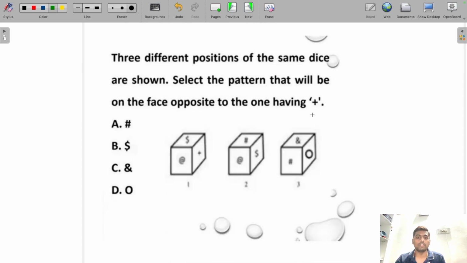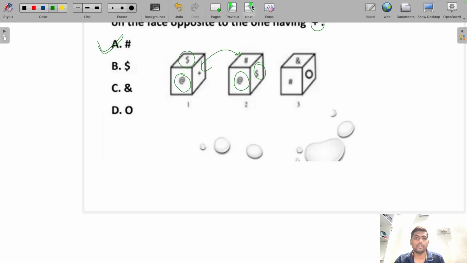Now coming to the next question. What is opposite to plus? Okay, if you closely observe here, at the rate, dollar, at the rate, dollar, two symbols are common between two dice, so plus will be opposite to hash. Okay, first rule. So opposite to plus is hash. Okay, I hope you people understood.